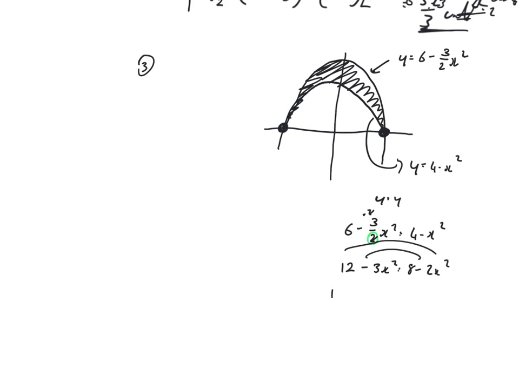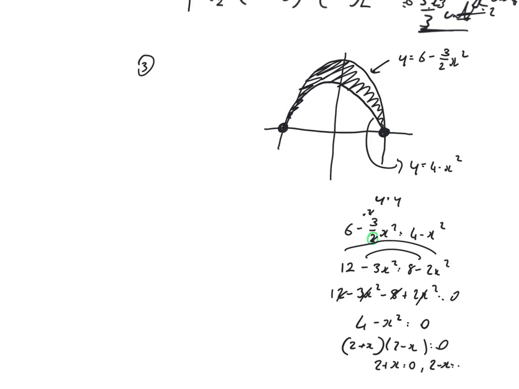I'm then going to bring everything across. 12 minus 3x squared minus 8 plus 2x squared is equal to 0. We'll then get 4 minus x squared equals 0. That's a difference of 2 squares. So that's 2 plus x bracket 2 minus x equals 0. So 2 plus x equals 0, 2 minus x equals 0. So that's x is minus 2 and x is, well, 2 take away something that's 0, it must be 2, so x equals 2. Okay, so between 2 and minus 2, upper minus lower.